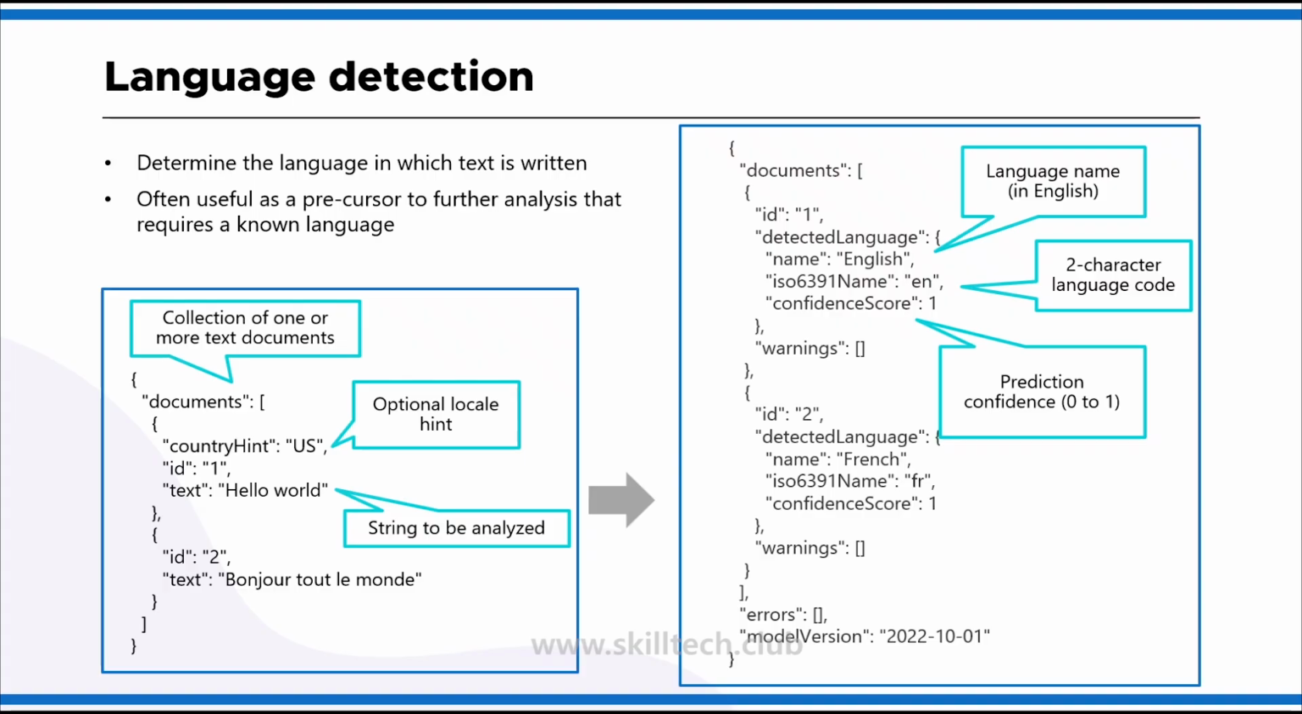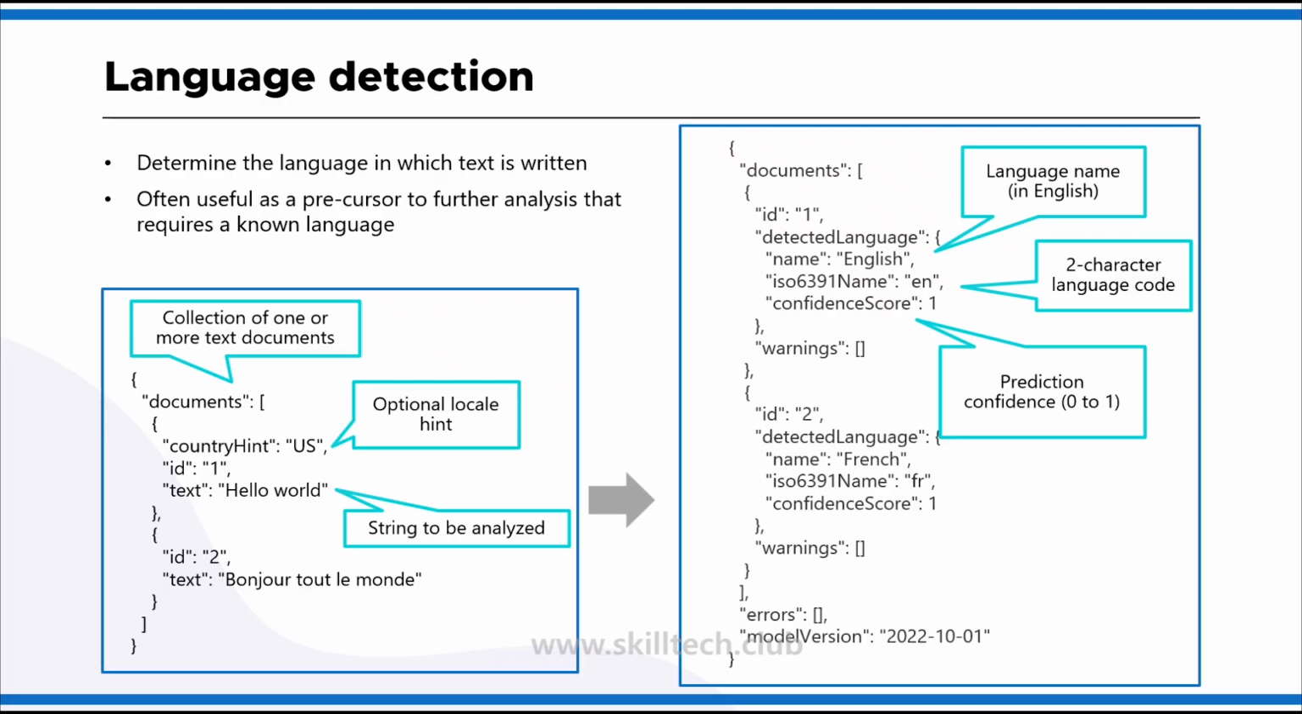The left side box is actually showing you an input which we have provided. In our case, we are providing two documents with ID 1 and 2, which is nothing but one array, which is a JSON object. And then inside that, we are specifying that we have a text which is hello world, and we are specifying a property with that, country hint is US, which is optional. And then we're also specifying ID 2, which is actually having a different language, which is French. And in that language, we have bonjour, tout le monde.